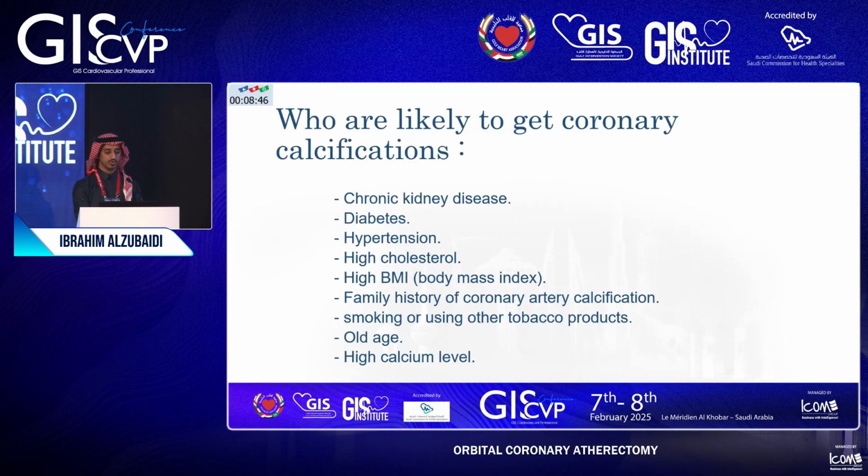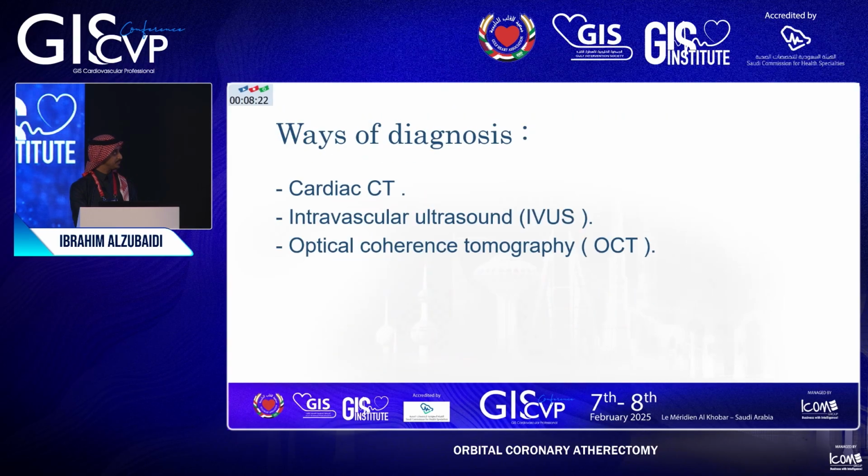Patients who have some of these risk factors might get coronary calcification. Patients with CKD and diabetes, which play a major role in the calcification of the arteries, hypertension, high cholesterol, obese patients, and patients with a strong family history of coronary calcification might get calcification. Smoking as well.